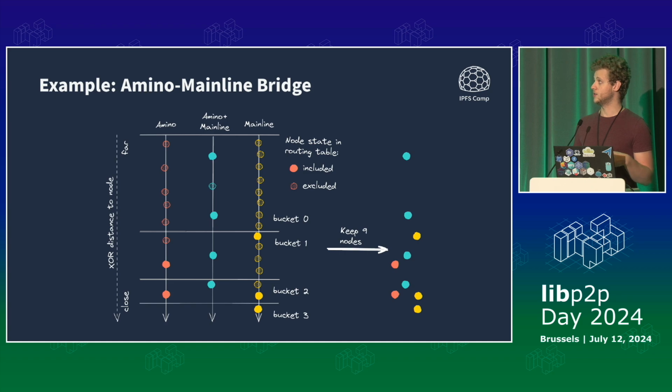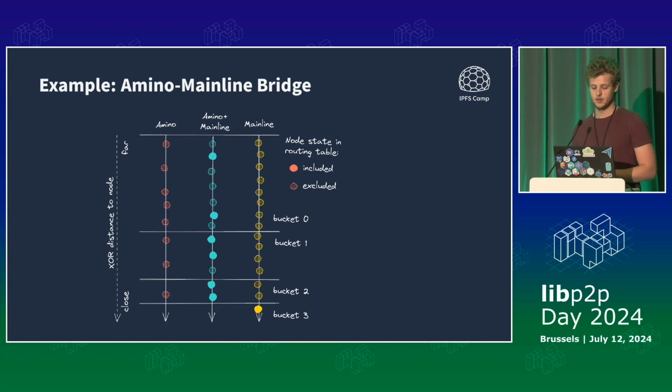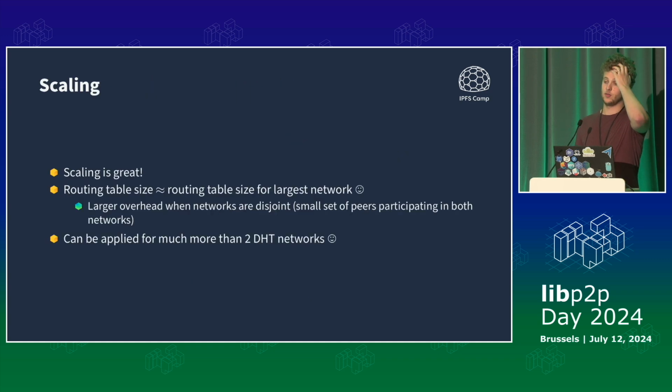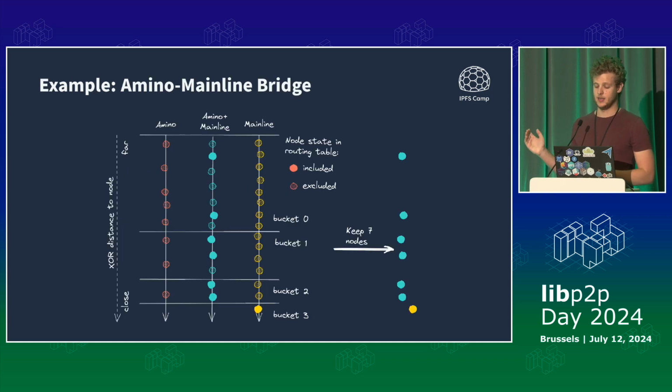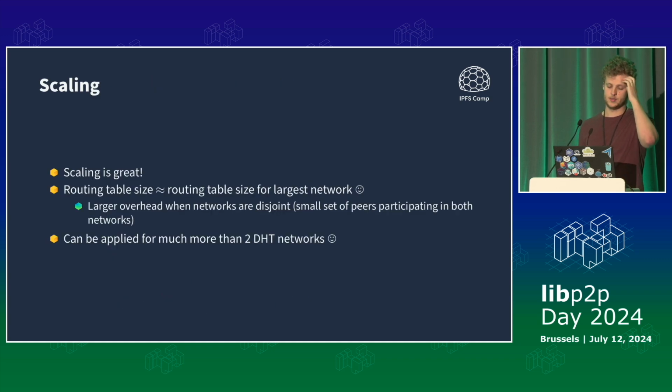As the population running the Amino plus mainline DHT increases, I'll be able to select mostly peers that are running both, and so I'm effectively reducing the state of the routing table that I need to keep. It scales very well, and the final routing table size I'm going to get will tend to be the size of the routing table that I would have if I was just running the largest of the two DHTs.